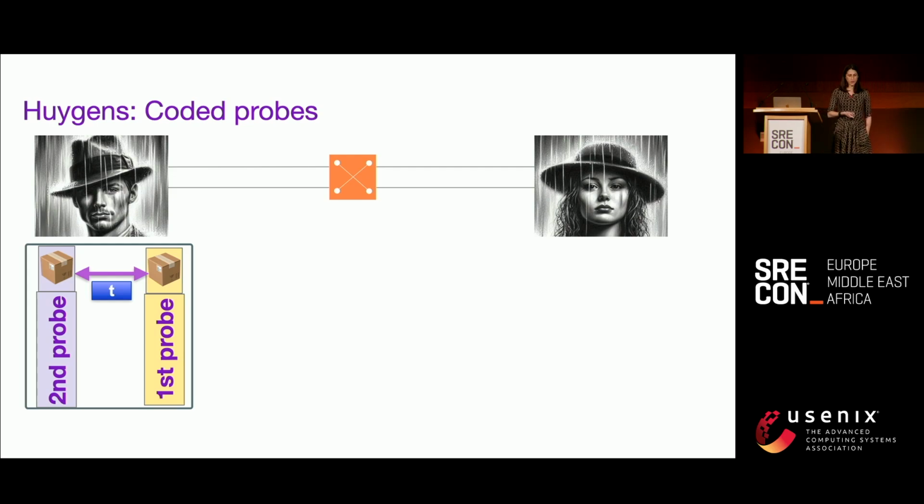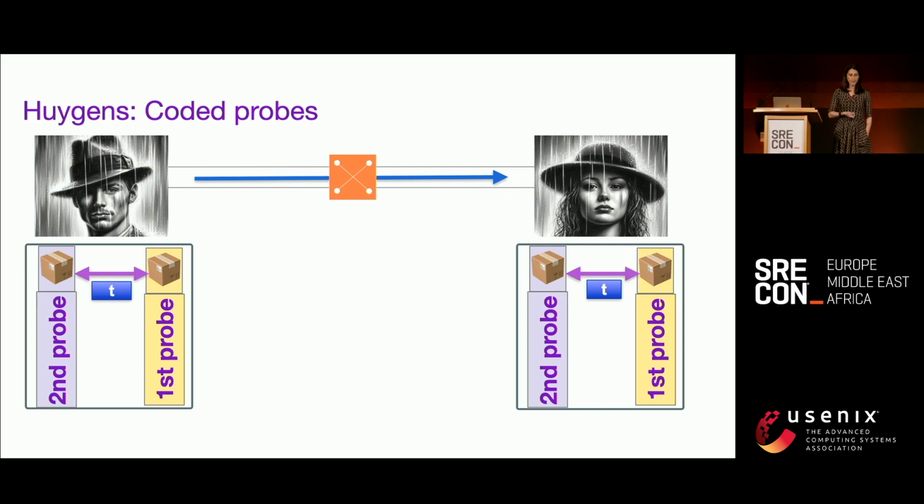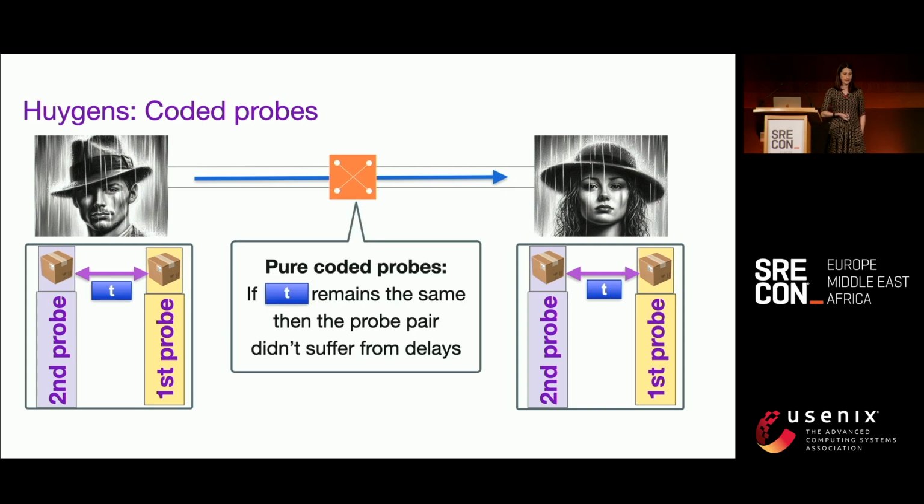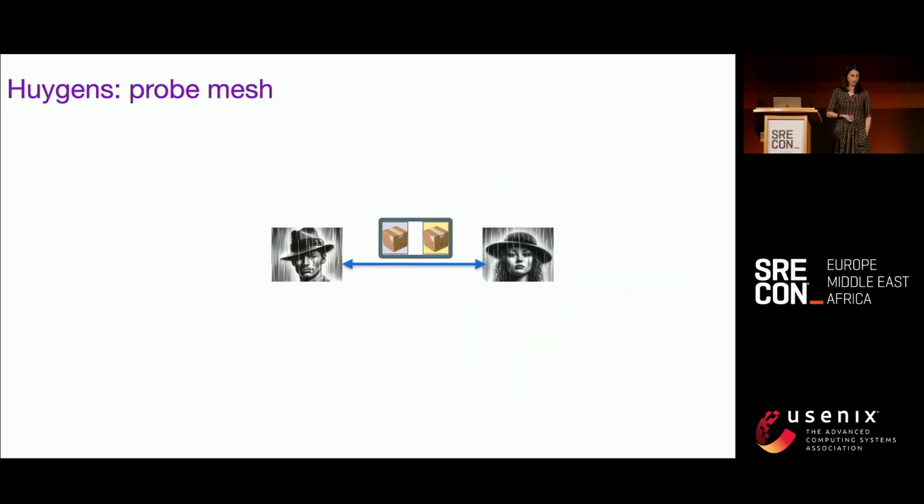First of all, it uses coded probes. So the idea is that you have a probe pair that is separated with a known distance in time that is sent by Clyde, received at Bonnie. So long as it's received with the same exact time gap at Bonnie, then it is a pure coded probe because it wasn't subject to any network delays or jitter in the network.